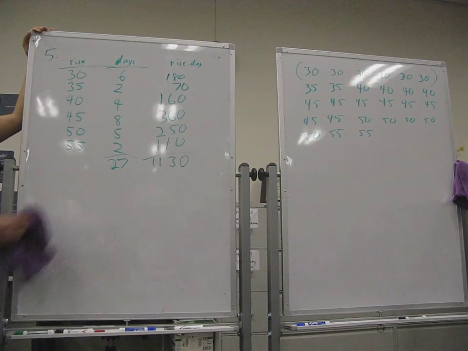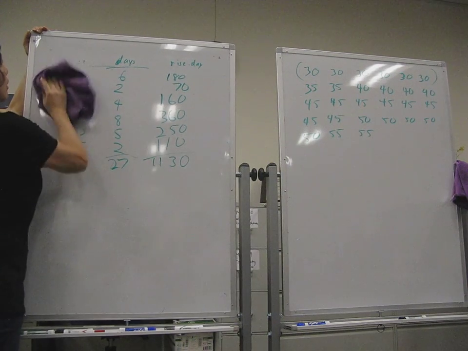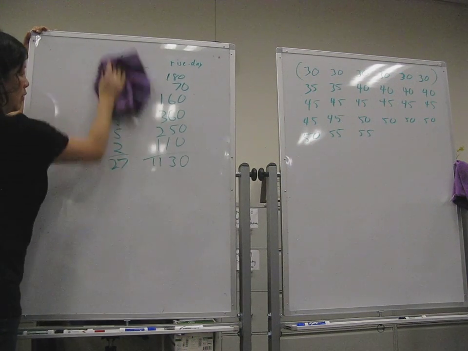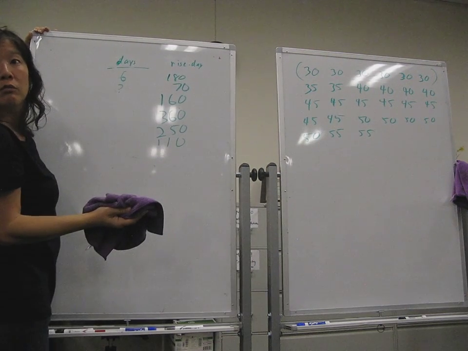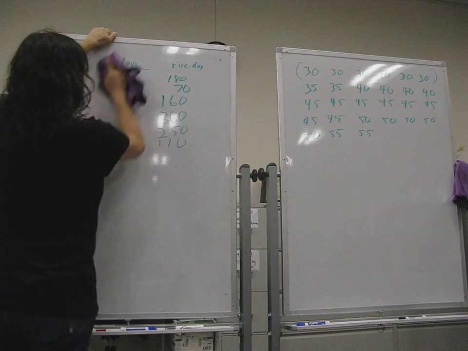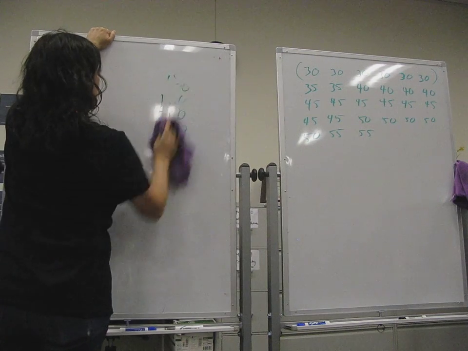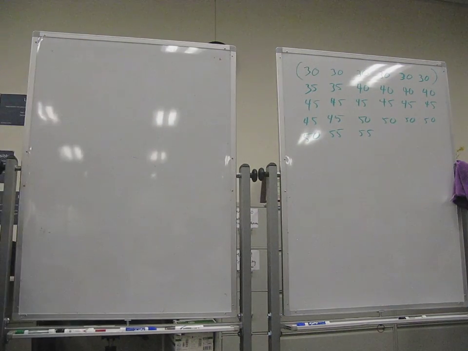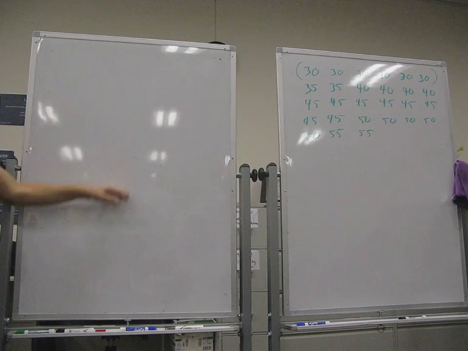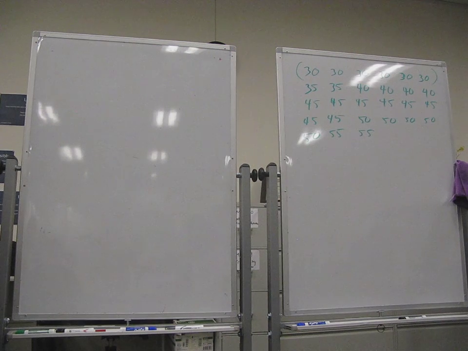Just real quick, when you were dividing 1,130 divided by 27, the number that I got was 41.85. Is that the standard deviation? That's the mean. Oh, the mean. For the standard deviation, you put this into list 1, your frequency in list 2, and you do the 1-Var Stats, L1 comma L2. That's the easiest way to find standard deviation.